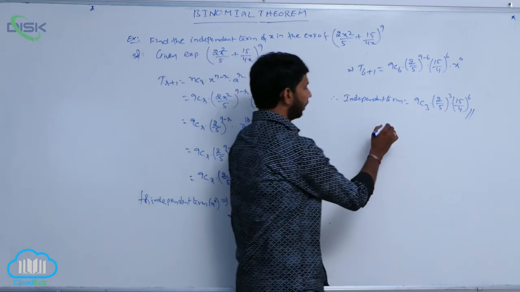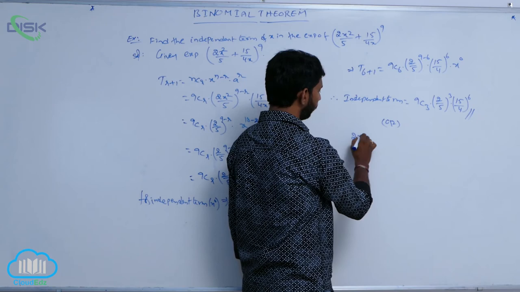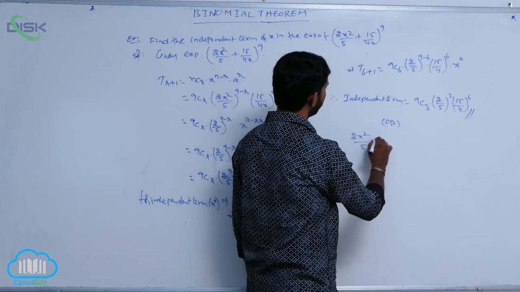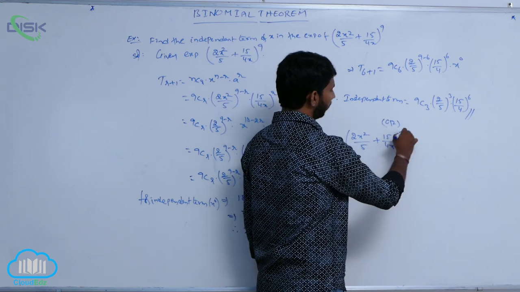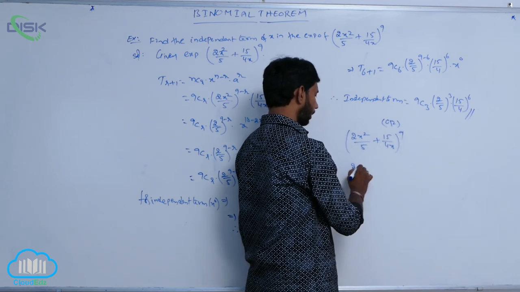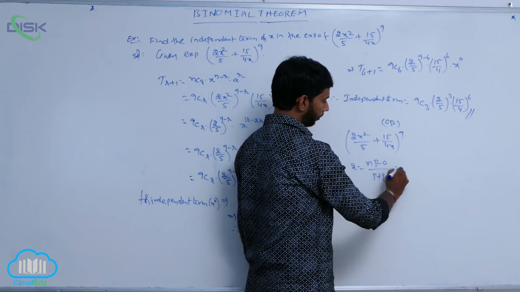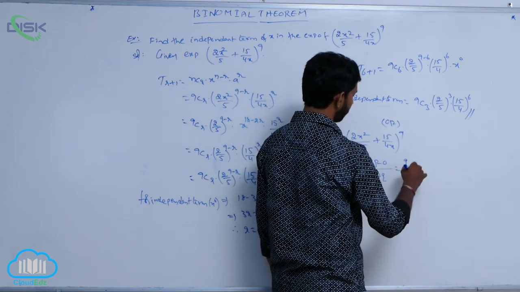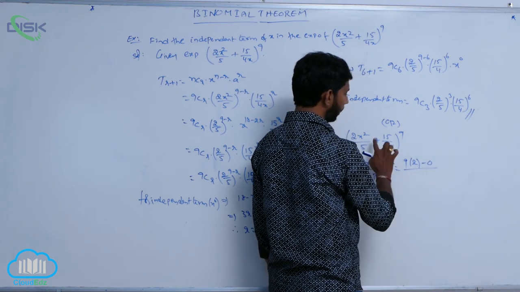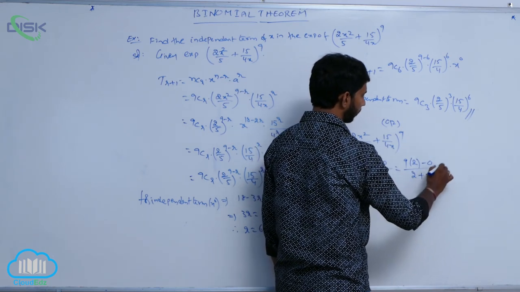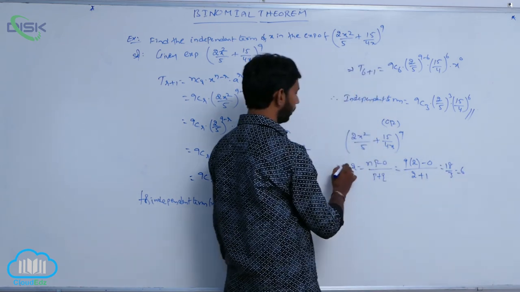Now, another method for finding r. The given expansion is of the form (2x²/5 + 15/(4x))⁹. Here r is equal to (np minus 0) by (p plus q). Here n is 9 into p, which is 2, minus 0, by p plus q, that is 2 plus 1. That is 18 by 3, which is equal to 6. Therefore r is equal to 6.